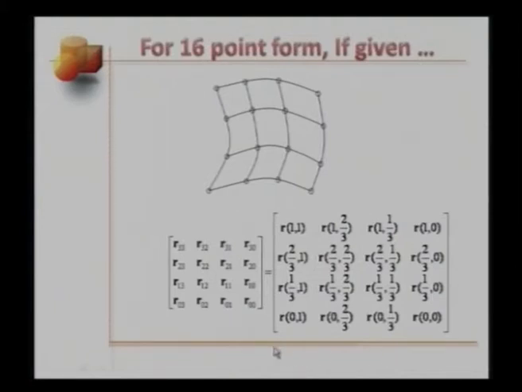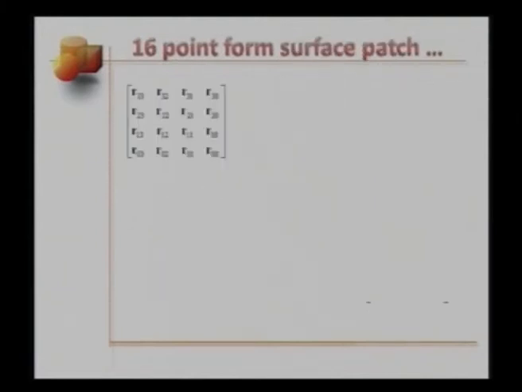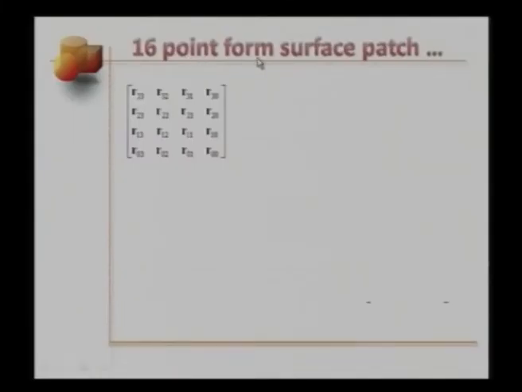Let's assume that we know the geometric information encapsulated within this matrix. So essentially, we know the 16 sample points on the 16-point form surface patch. This would be equal to this 4 by 4 matrix here with elements 1, 1, 1, 1, 8 over 27, 4 over 9, 2 over 3, 1, 1 over 27, 1 over 9, 1 over 3 and 1, and 0, 0, 0, 1.